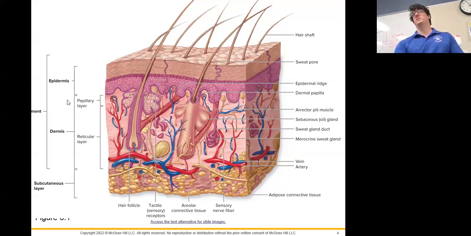But then we have our dermis down here. We still have that papillary layer where we're going to find lots and lots of blood vessels, because the epidermis doesn't have blood vessels. We have to supply these cells with blood. They're going to get that blood from the dermis. The dermis is the area of your skin that has lots and lots of blood.